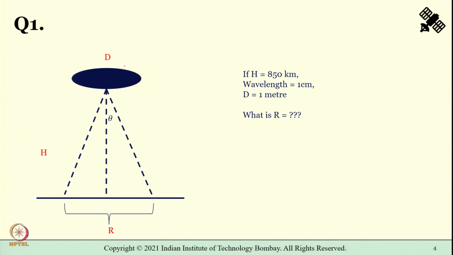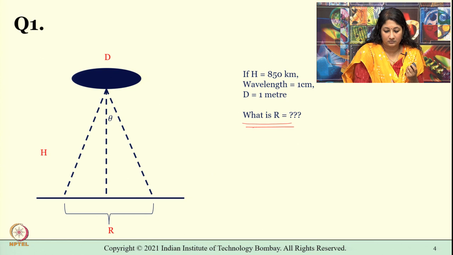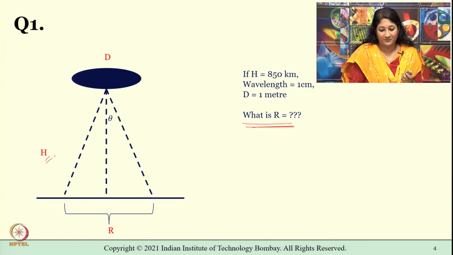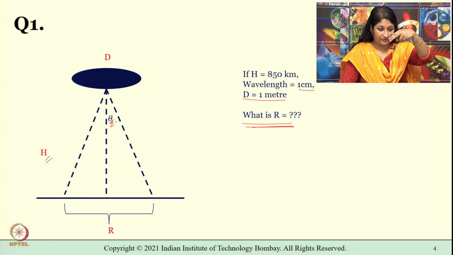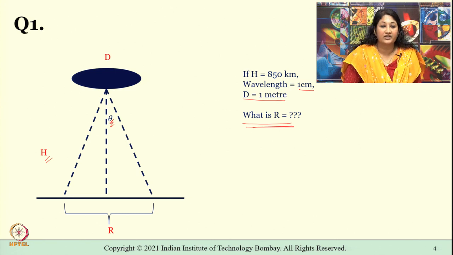Okay. A quick question. Assume what you see here is a radiometer. I am asking you what is R, okay? What is the footprint size? Given the height, assume a wavelength of 1 centimeter is being used, and assume the value of D is 1 meter. You can assume this value as theta, the angle with which the radiometer is looking down at the surface of the earth. So, how do we solve this simple question?